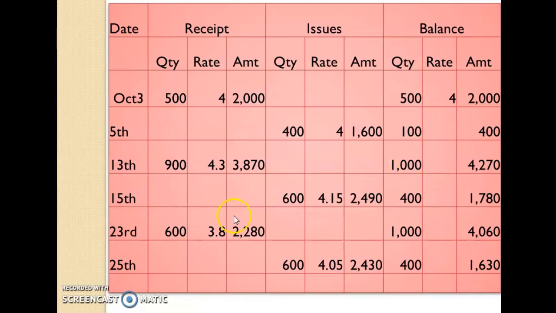On 15th October, as given in our question, we have to issue 600 units. We have sufficient quantity, we have 1000 units, so we can issue 600 units. But we have a doubt about which amount we have to issue. Here we have two rates, and quantities at two rates: one is 4.30 and another one is at rupees 4.